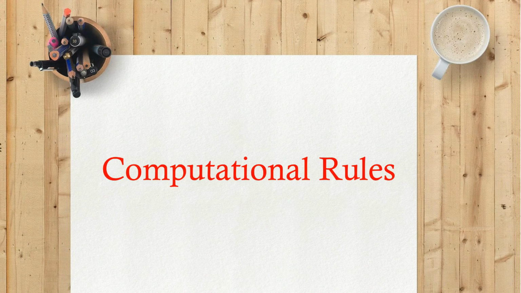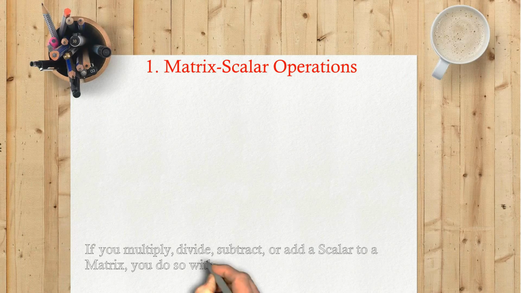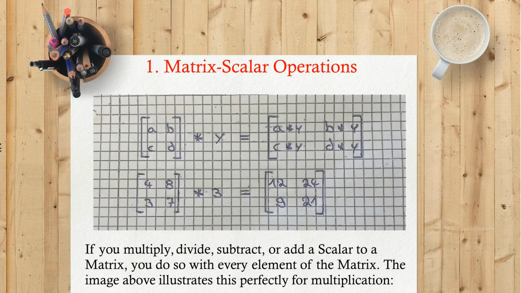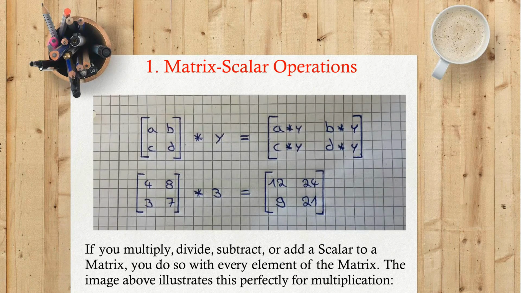Computational rules. 1. Matrix-Scalar Operations. If you multiply, divide, subtract, or add a scalar to a matrix, you do so with every element of the matrix. The image above illustrates this perfectly for multiplication.